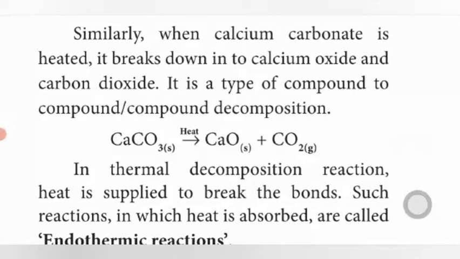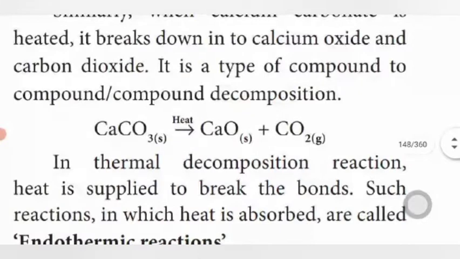This is what type of reaction? Compound to compound decomposition. Calcium carbonate is one compound. This compound absorbs some heat energy and the bond is broken. What are the two substances given? Simple two substances: one is calcium oxide, another one is carbon dioxide.